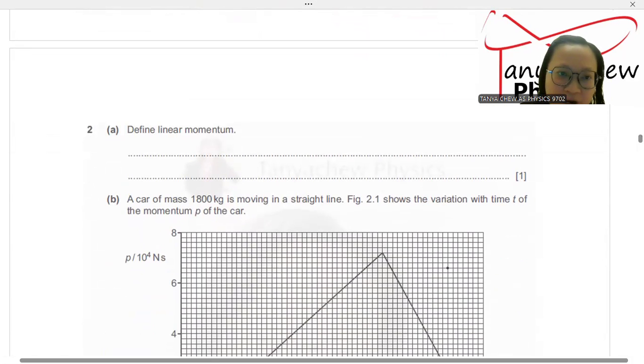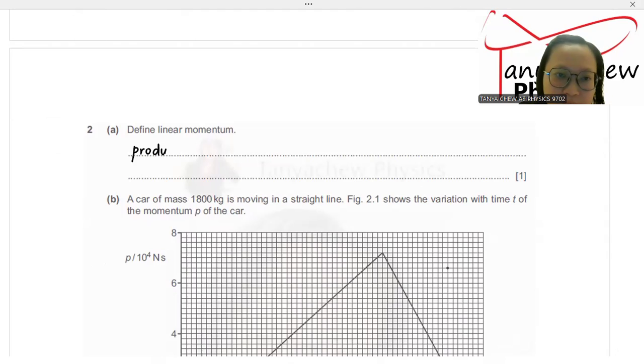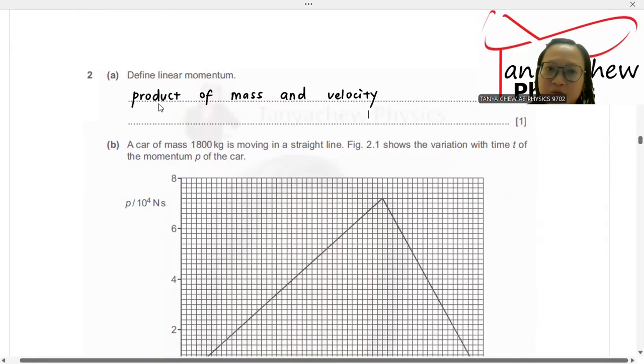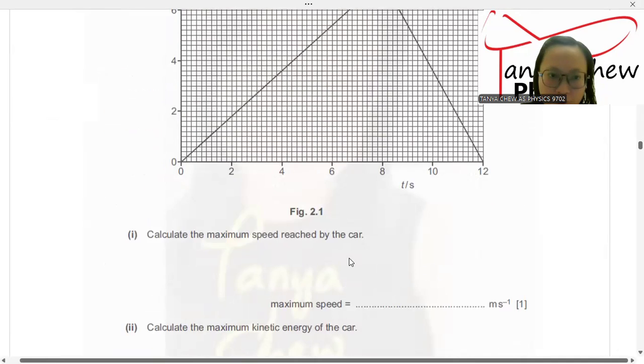Now, question number 2A, define linear momentum. Momentum is being defined as the product of mass and velocity. Done. B, a car of mass 1,800 kilogram is moving in a straight line. Fig 2.1 shows the variation with time t of the momentum p of the car. Calculate, first one, calculate the maximum speed reached by the car.